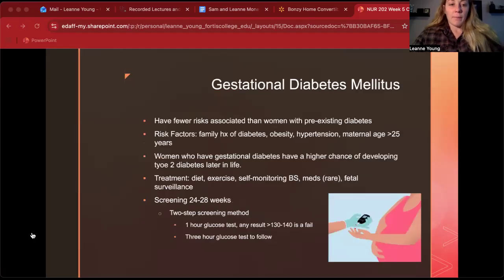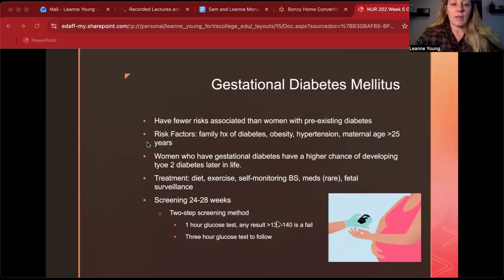Gestational diabetes. These patients, compared to pre-gestational diabetics, are going to have fewer risks associated during their pregnancy. Risk factors for developing gestational diabetes: if there's a family history of diabetes, if the mom is obese before she becomes pregnant, if she already has chronic hypertension, and then a maternal age of over 25 years.